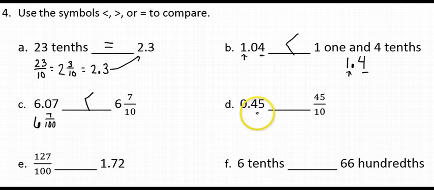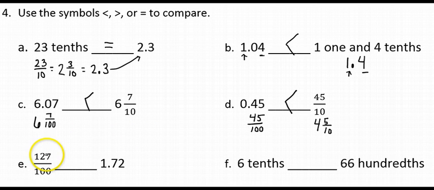In the next problem, I would read this decimal as 45 hundredths. So 45 hundredths, and I'm comparing it to 45 tenths. Well, 45 tenths would be the same as 4 wholes and 5 tenths. So that's obviously larger than 45 hundredths because of those whole numbers. So 45 hundredths is less than 45 tenths.